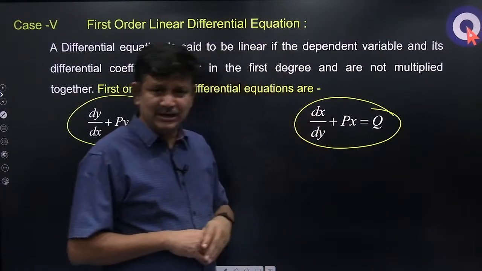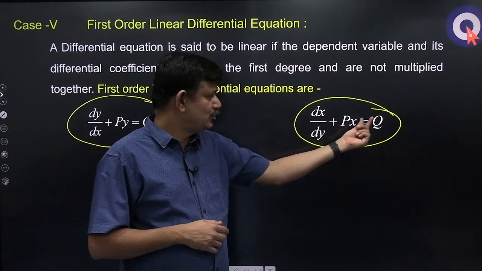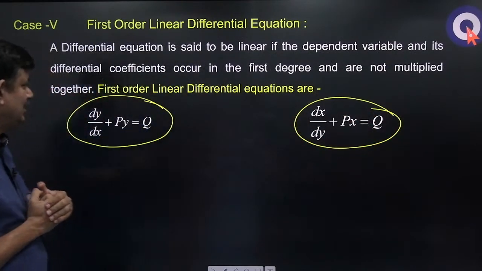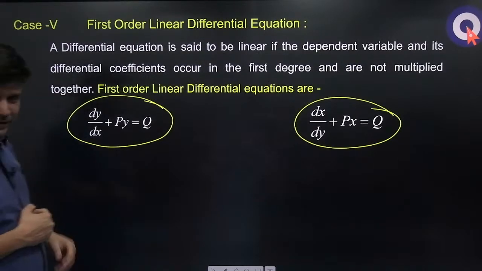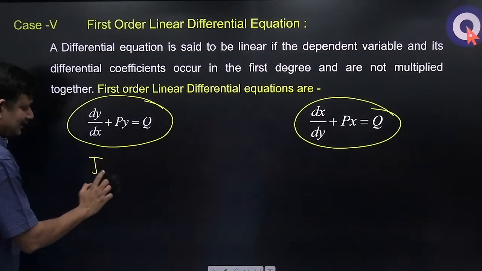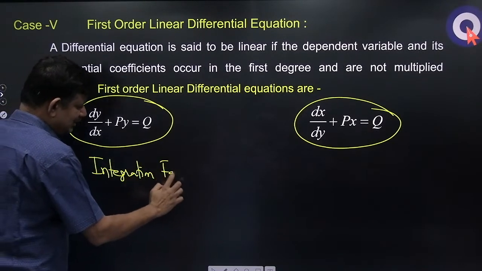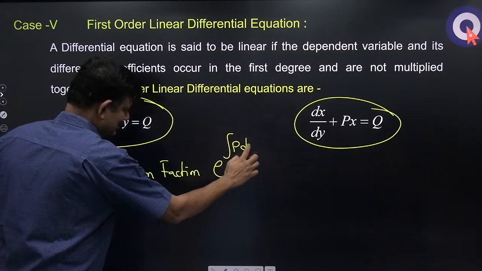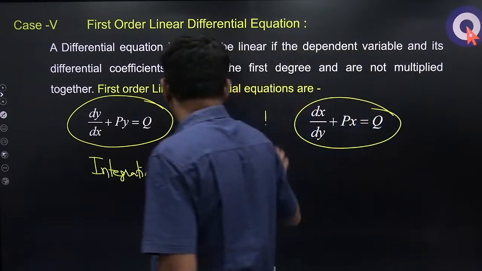Same thing dx by dy can also be there, dx by dy plus p, if it is a function of y, q if it is a function of y, then this is again called a linear differential equation. Okay? How do we solve a linear differential equation? We multiply throughout by something called integrating factor. What is that integrating factor? It is e power integral p dx.